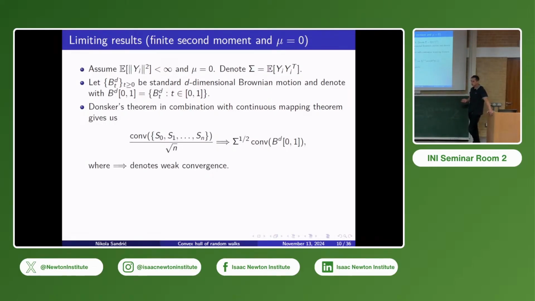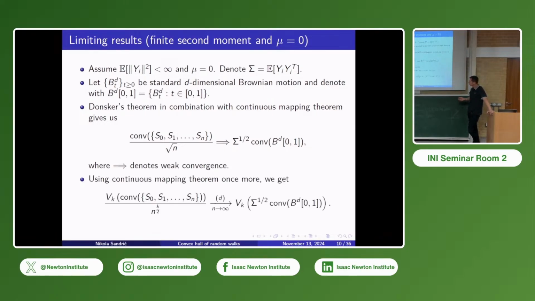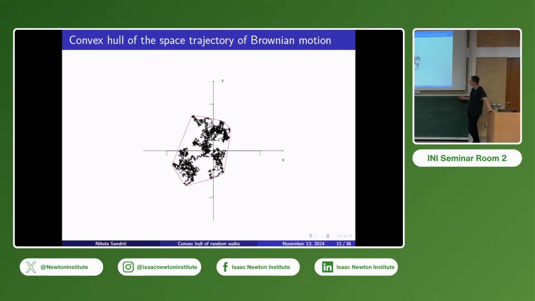Now we can switch to intrinsic volumes. It's known that they are also continuous, and in addition V_k is homogeneous of order k. So when we apply V_k to this convergence, we get this one. Now it would be interesting to say something about this thing here: the kth intrinsic volume of the path of Brownian motion up to time 1. People also studied these things.